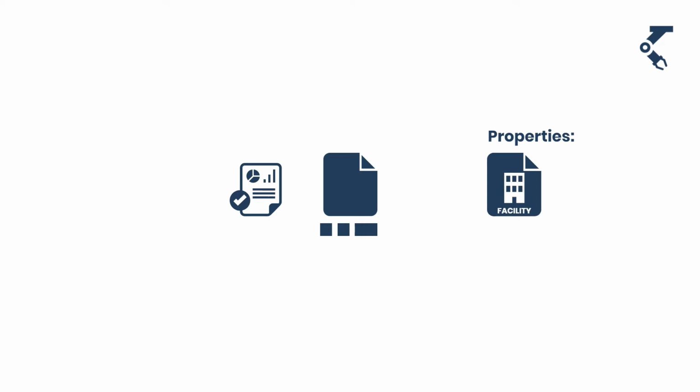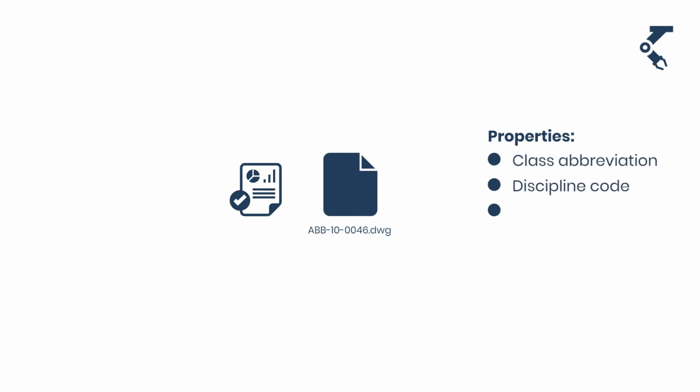Facility documents use the value of document range to determine the type of document naming they will use. If set to automatic, the file name will use the configured file naming recipe created by the system administrator. For example, ABB-10-0046.dwg. This is based on a class abbreviation and a discipline code followed by a sequential number. If set to manual, the user will need to specify the file name.